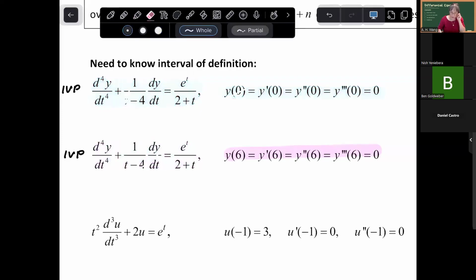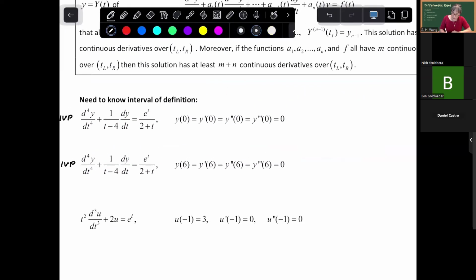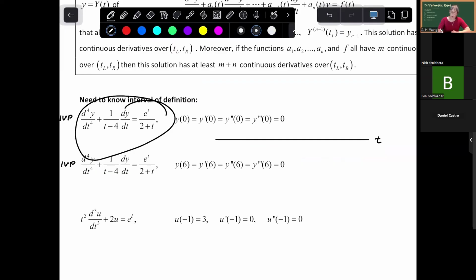Now let's write down the interval of definition. We'll go ahead and draw this t-axis, and take a look at the differential equation. What don't you want?